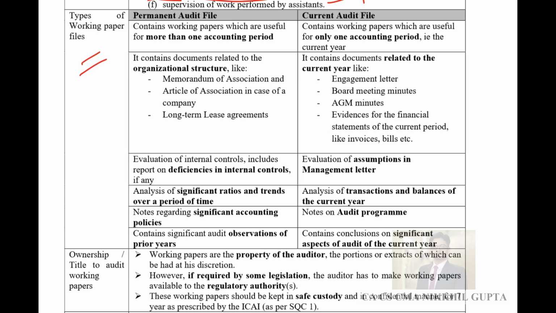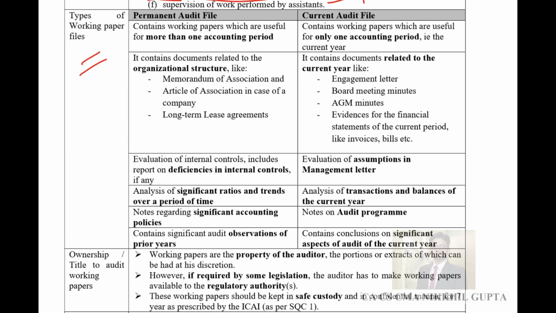Now there will be another audit file which is the temporary audit file, the current audit file, which will contain the documents for that particular year only, which means if the audit is being conducted for year 2019-20, then this current file will have all the documents which are related to year 2019-20. This file will not have the documents which will be relevant for the year 2021. This will only have the documents which are relevant for 1920.